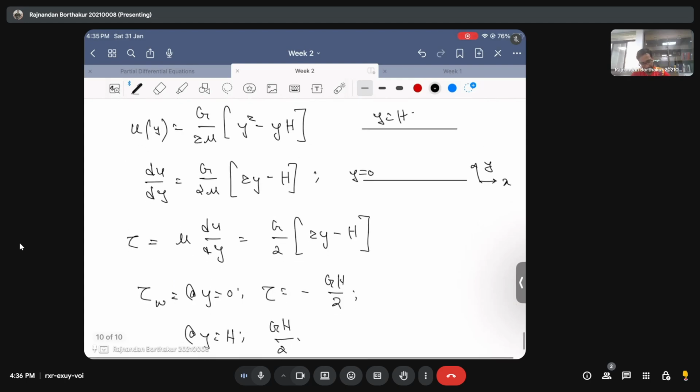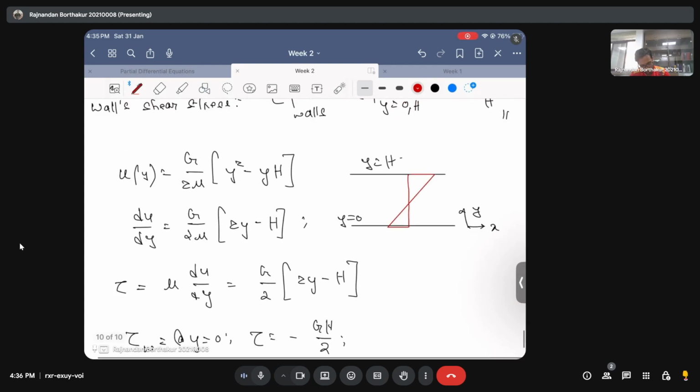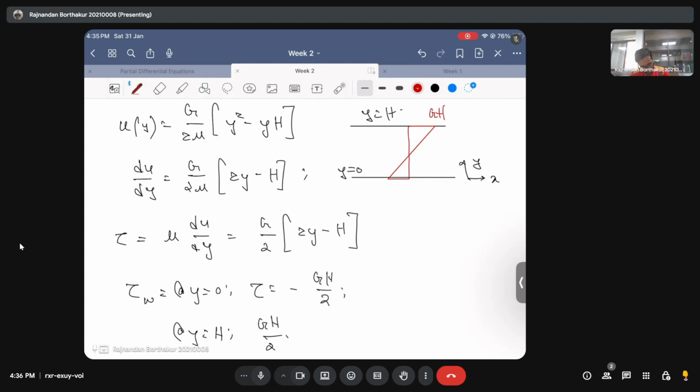Which means that your shear stress profile in this case varies something like this. It is positive here, it is negative here, so it is basically varying something like this. So at the upper plate you have Gh by 2, at the lower plate you have minus Gh by 2, and at the mid plane, that is at y equal to h by 2, you have your shear stress equal to 0. See, that is obvious, right?